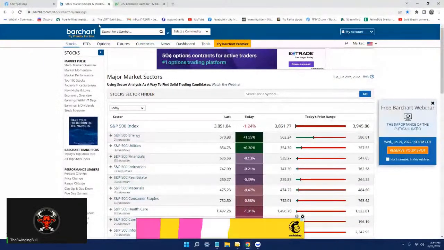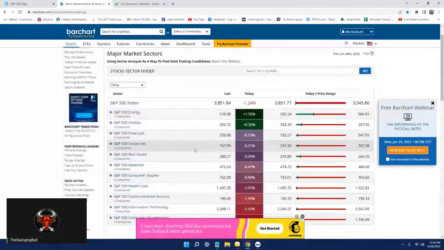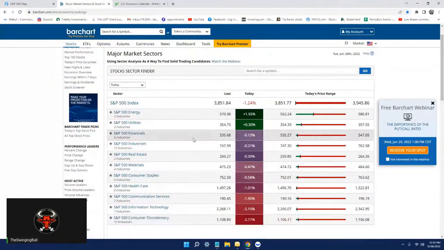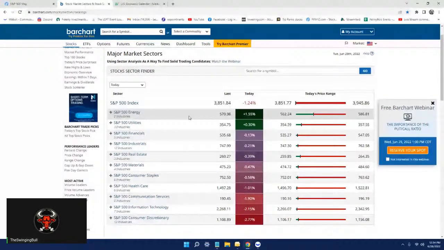So another great tool I like to look at. I like to look at this throughout the day, and it tells us what sectors are running. And of course, this is for today here. Energy's up. I mean, energy's been up all year.